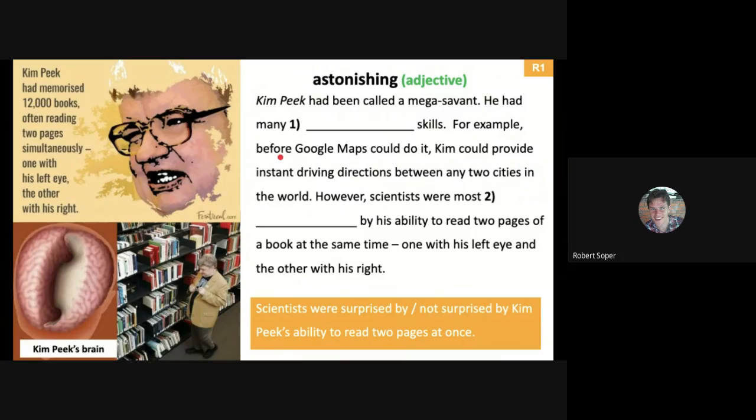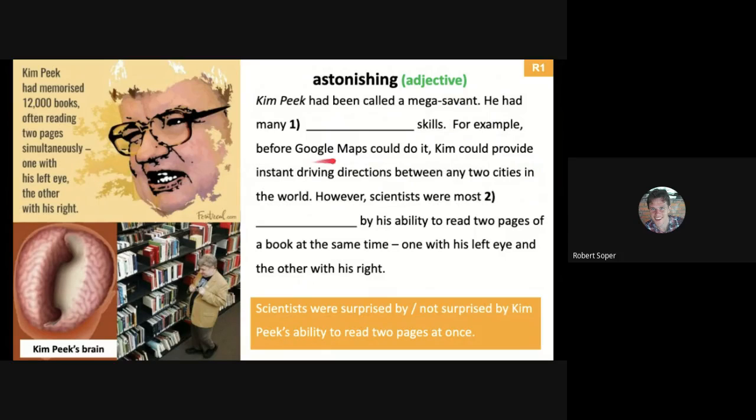Okay, now that you've done that, let's read on. So, Kim Peek had been called a mega savant. He had many astonishing skills. Astonishing here being the adjective, describing these skills. Okay, skills being the noun. So, he had many astonishing skills.